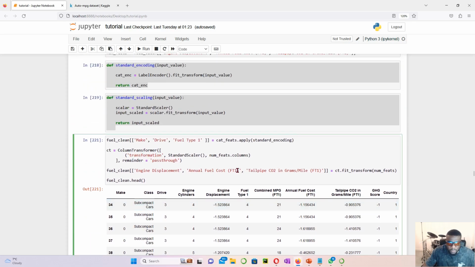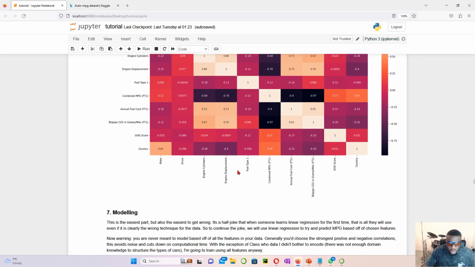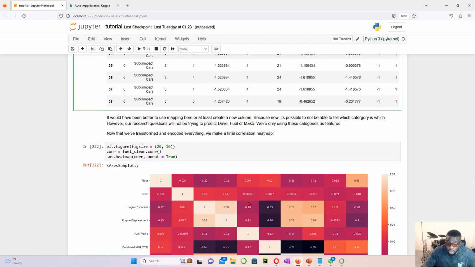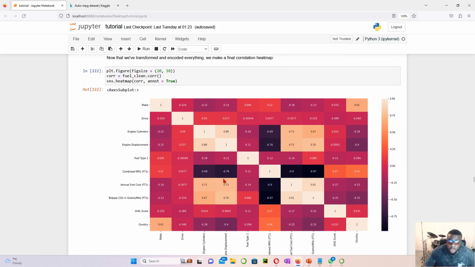And I believe I have transformed, I've encoded the columns too. It should be here somewhere. Yeah, there it is. So I've applied the standard encoding function on my categorical features and basically updated the columns according to their categories. So now we are ready to look at the correlation matrix once more.